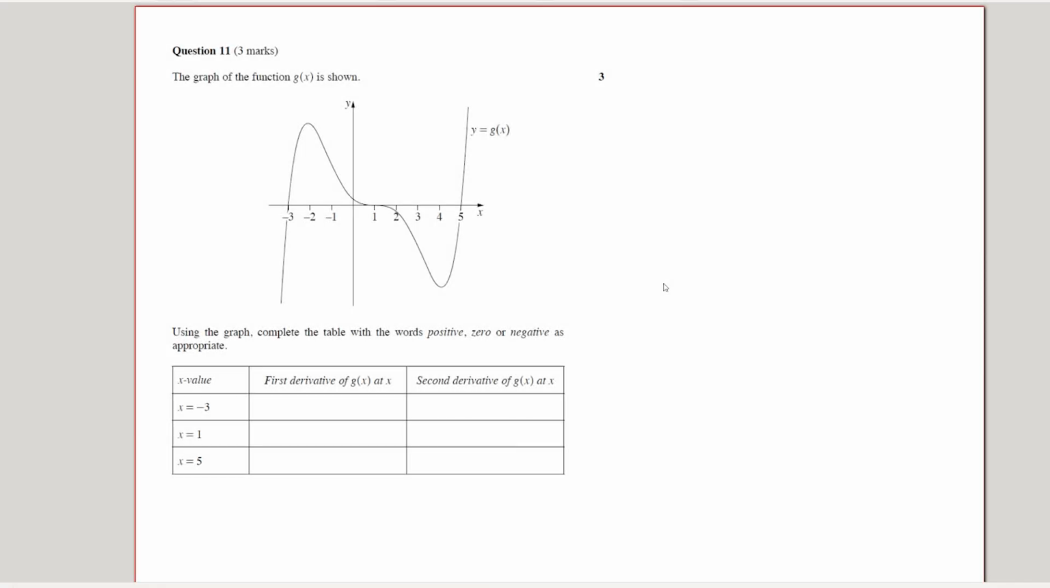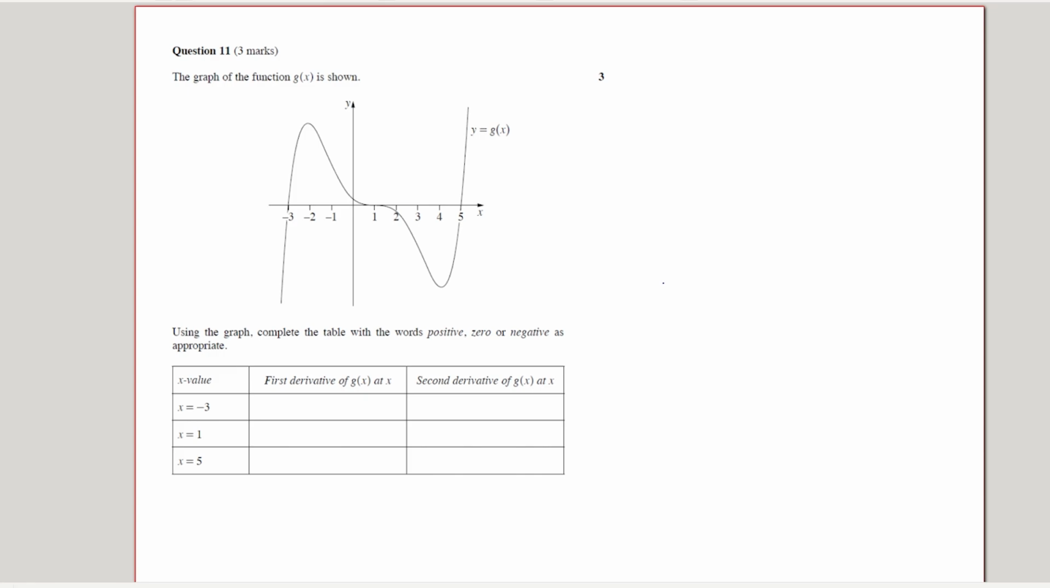Today we'll be covering questions 11 to 21 in the 2024 Maths Advanced HSC paper. Alright, so let's get started. Question 11. x equals negative 3, x equals 1, and x equals 5. These are the points that we're looking at, and what we're trying to find out is the first derivative and the second derivative. Easiest way to look at it is think of it as a roller coaster.